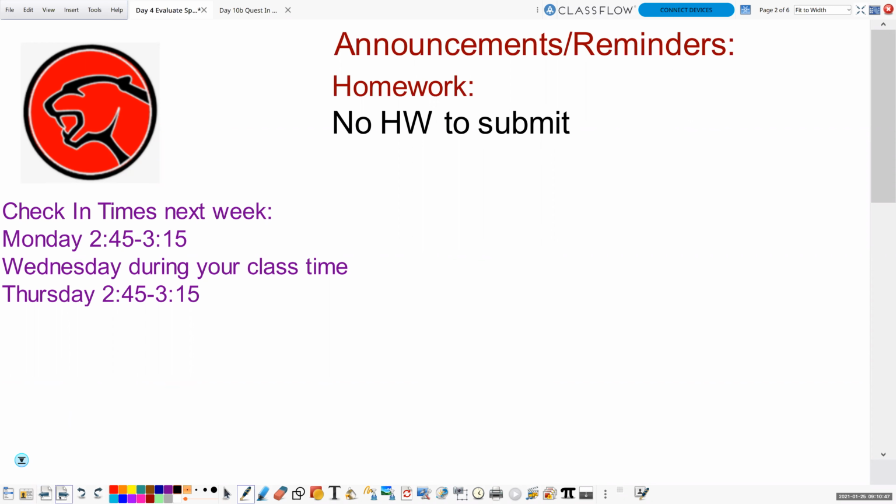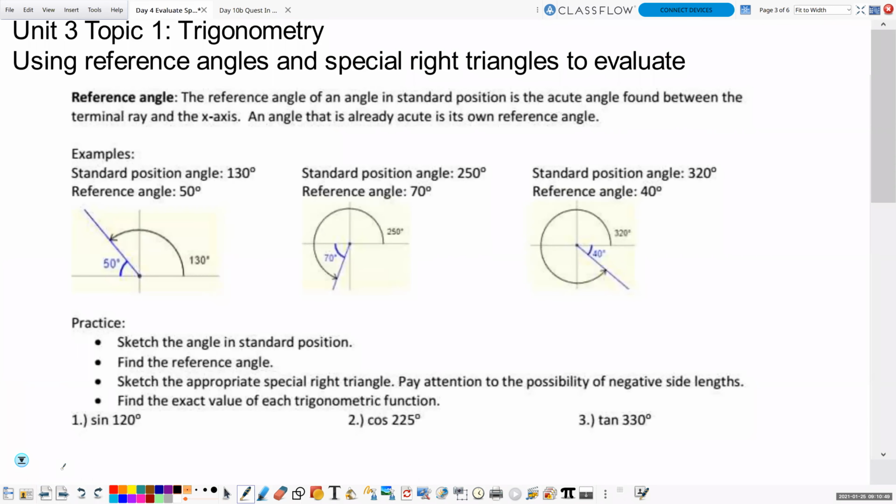Okay. Today we are going to talk about using reference triangles. Using the reference triangle of an angle in standard position to evaluate a sine, cosine, or tangent value that is larger than 90 degrees. We are going to start abandoning the idea of opposite over hypotenuse as the only way to define sine.